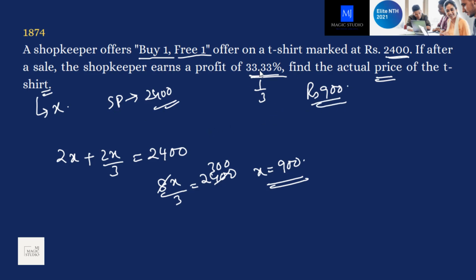Or if we are using a calculator, the profit is one third. That means the sales price should be 4/3 of the cost price. 2400 equals 4/3 of the cost price, and if we solve, we find it comes to 1800. That must be the cost price of two t-shirts. If you divide this by 2, you will also get 900. So whatever method you want to use, do it in 1 minute.